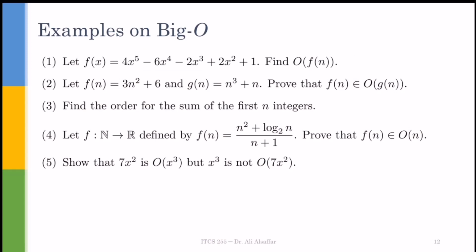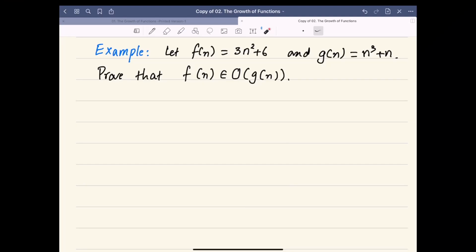Now for the second question, you are given two functions f of n and g of n, and here we want you to prove that f of n is big O of g of n. In this example, suppose you are given two functions, f of n is equal to 3n squared plus 6, and g of n is equal to n raised to power 3 plus n. Prove that f of n is big O of g of n. Here we are going to use the basic definition. Since we have two functions, all we need to do to prove it by using the basic definition is to find witnesses c and k.